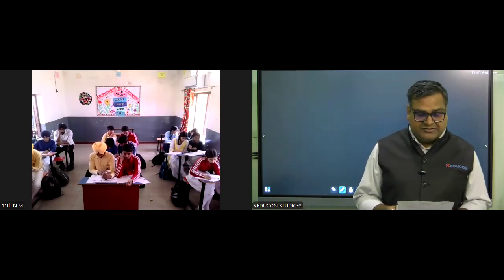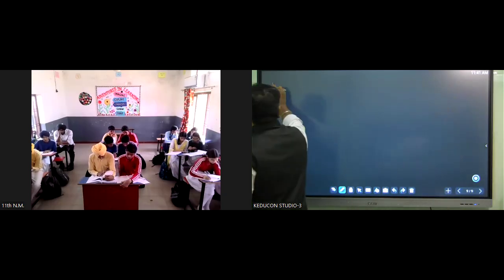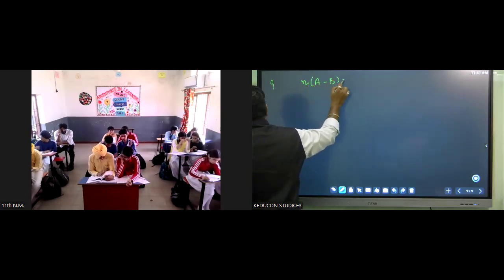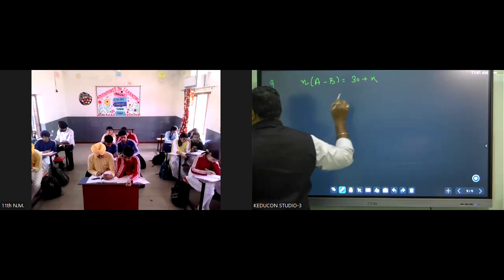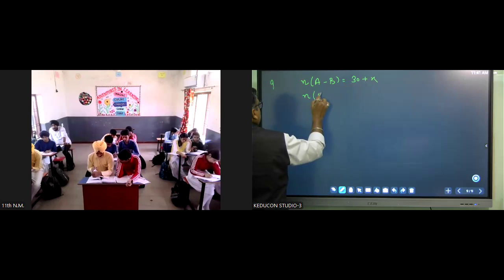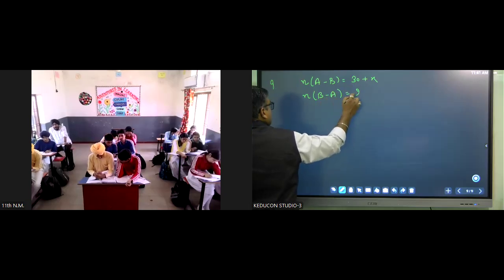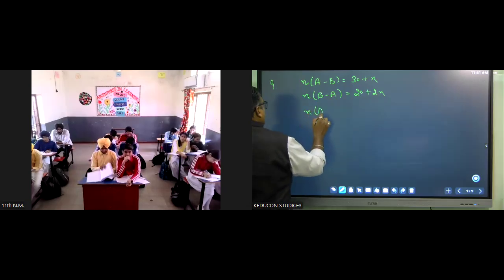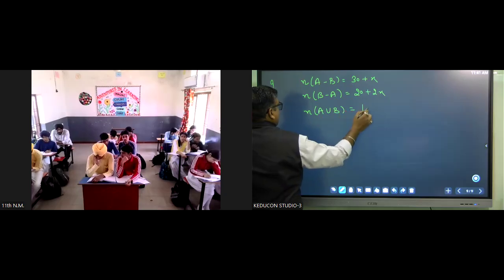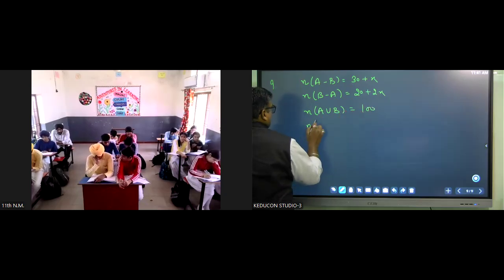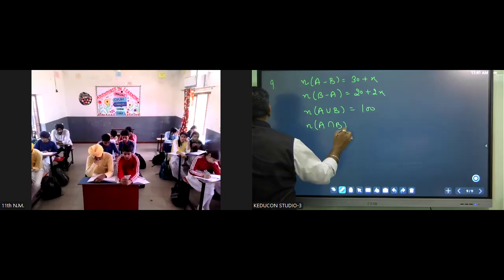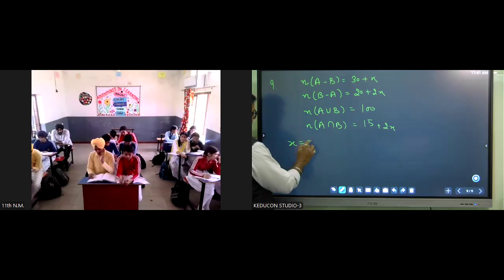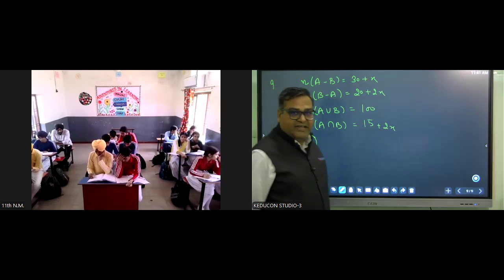Hanji, assertion: if n of A minus B is 30 plus x, n of B minus A is equal to 20 plus 2x, n of A union B is equal to 100, and n of A intersection B is equal to 15 plus 2x. And show that x equal to 7. We have to check whether this is the value of x or not.